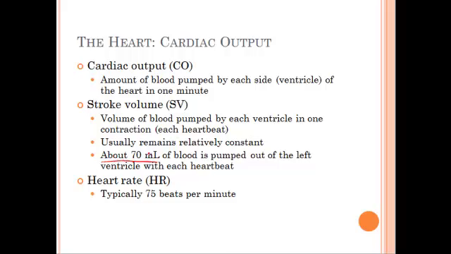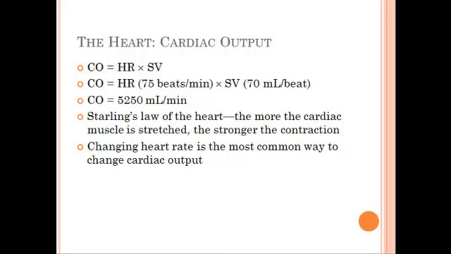So there's our 70 milliliters of blood per beat in the stroke volume. The heart rate, the 75 beats per minute, is kind of an average. Some people have a fast heart rate, some people have a slower one, but that's usually about where it is. And so the way we figure out cardiac output is we take the heart rate and we multiply it by the stroke volume.